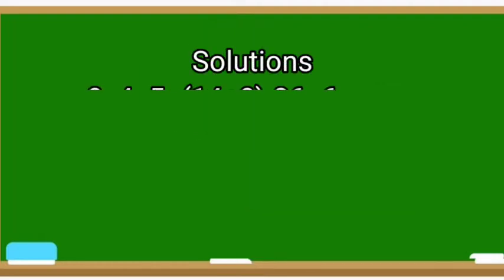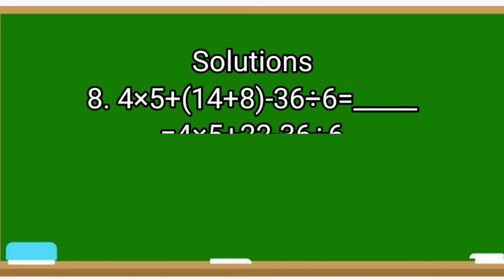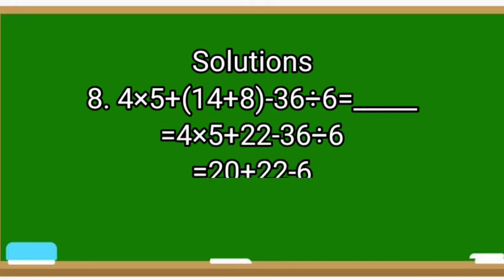Number 8. 4 times 5 plus 14 plus 8 minus 36 divided by 6 equals blank. 4 times 5 plus 14 plus 8 is equal to 22 minus 36 divided by 6. So 4 times 5 is equal to 20 plus 22 minus 36 divided by 6 equals 6. So 20 plus 22 is equal to 42 minus 6. 42 minus 6 is equal to 36.